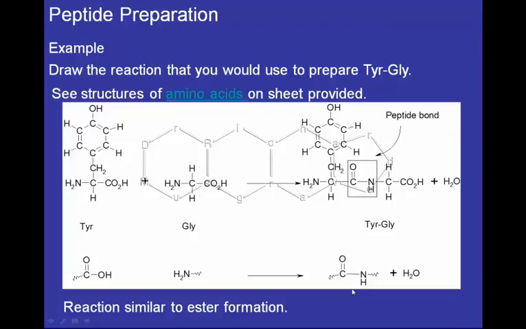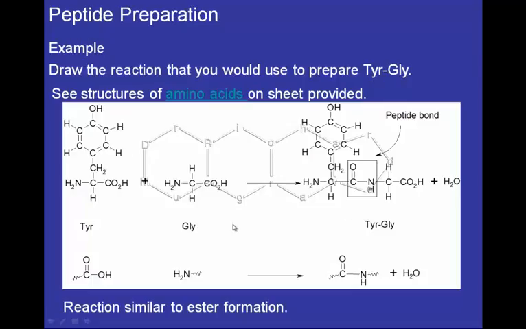Alright, we're going to look now at peptide preparation. So let's say you were given the mission to make this particular dipeptide. Now this is a dipeptide, it's called tyrosine glycine, and you can see the dash in the middle that indicates that they're joined together. And this indicates that they're made from two amino acids, tyrosine and glycine. And these are the structures here.